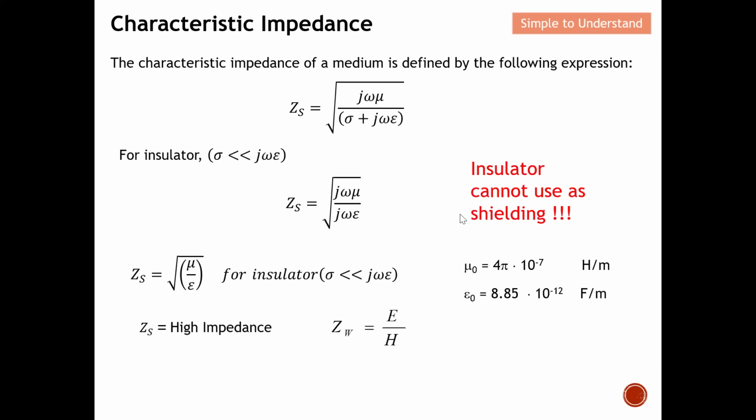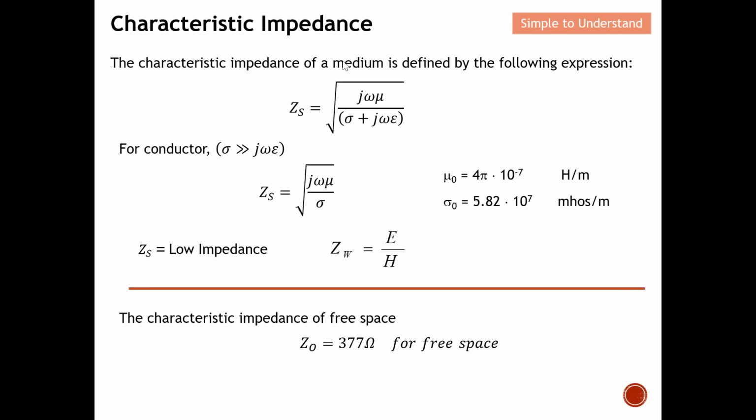Therefore, the insulator cannot be used as a shield, as you can see from here, because the mismatch is not a lot. Both are considered high impedance, so they don't have a lot of mismatch. Because of this, we conclude that an insulator cannot be used as shielding. Next, I'm going to explain what happens when we use a good conductor.